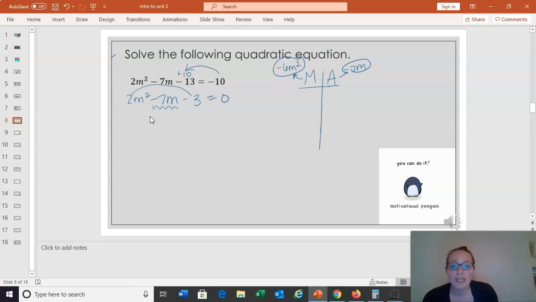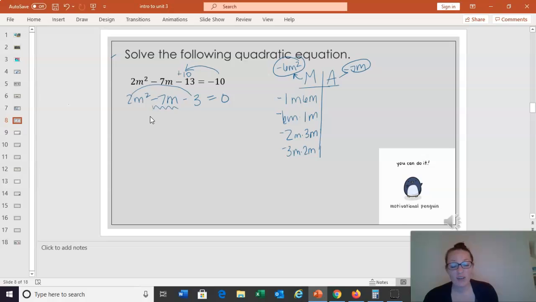It could be -1 and 6, right? That'll give us -6. Could be -6 and 1. Then I'll go to 2. We did the 1. How about -2 times 3 and -3 times 2? So those are all the pairs of numbers that would multiply together to give us that -6m squared. Do any of these add up to -7?